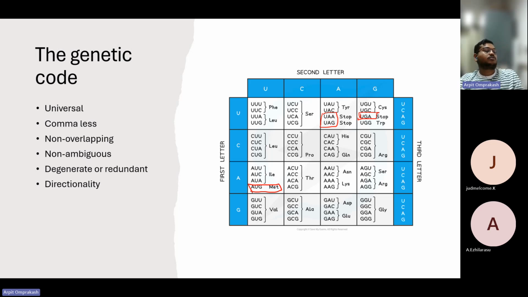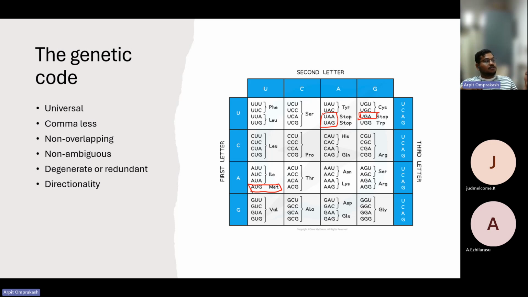Right. So there are various characteristics of this genetic code. The first thing is it's universal. So all organisms on the earth use the same code. Next thing is it's commaless. So once you start with AUG, until you encounter a stop codon, you cannot stop anywhere. So whatever is there will be transcribed and translated into a protein or a peptide chain.